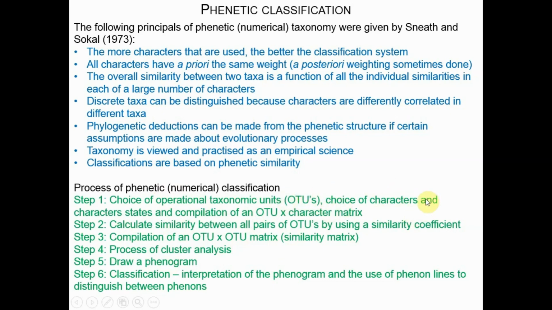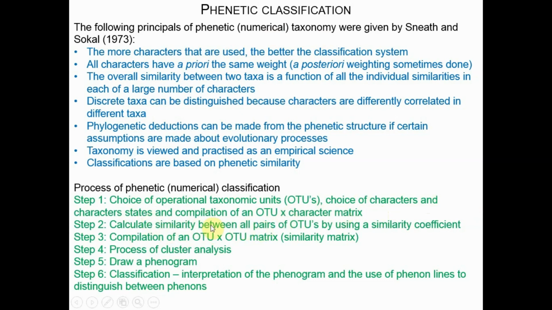We choose characters, and as we said, in this case, the more characters the better. So phenetic classifications and phenetic analyses use lots, often hundreds, of characters. And the character states are then decided, and you compile an OTU by character matrix. I'll show you an example of this just now.